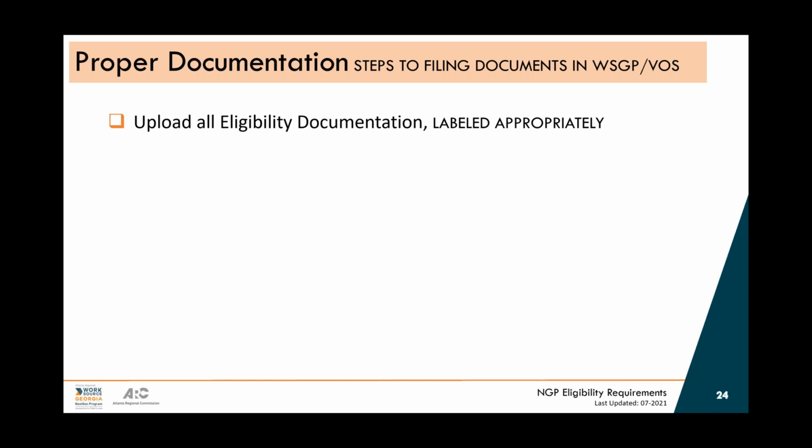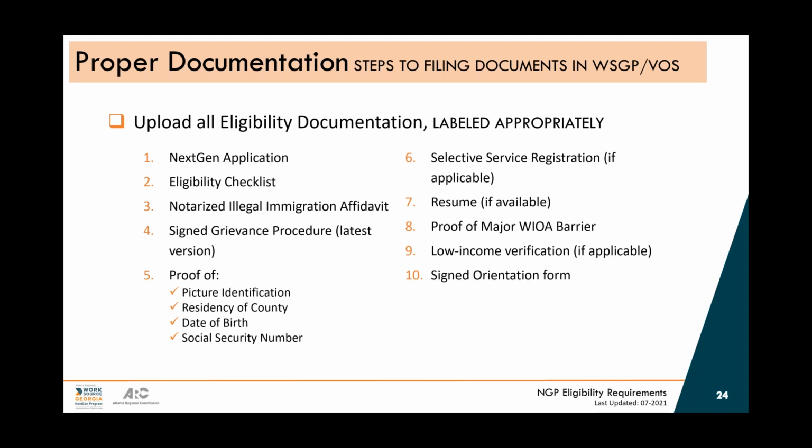So a little bit more into the steps. When you upload all eligibility documents and label them properly, these are the documents that will need to be uploaded. So you have a reference right here. When you get this PowerPoint, you'll be able to look at this to make sure that you have everything. The latest grievance procedure, immigration affidavit, selective service, and you see it says signed orientation form because remember, orientation must go along with the form that must be signed. Where it says proof of major WIOA barrier, that's referring to being a dropout or ex-offender, pregnant, disabled, etc.